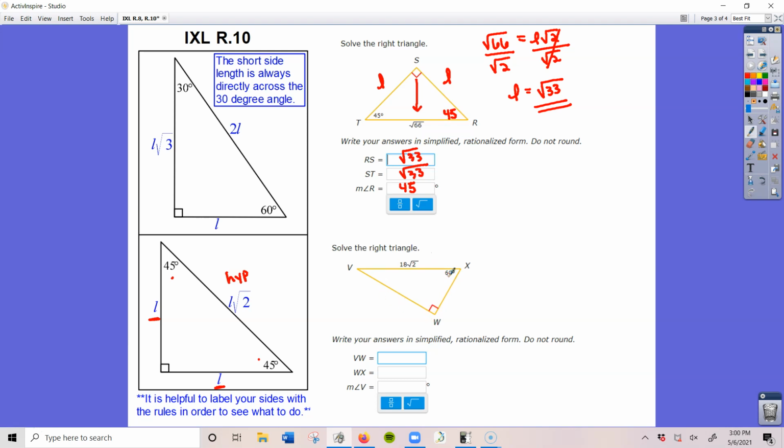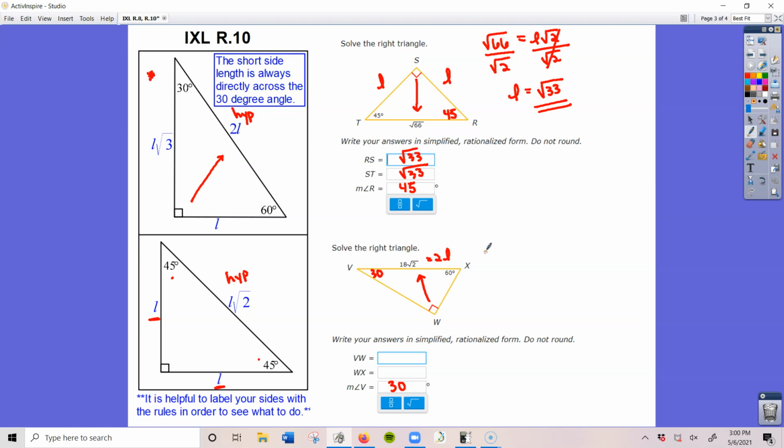Now this next one, look at the angle that we're given here. This is 60. That means that this angle here has to be 30, since both of these have to add up to 90. So the measure of angle V is 30. Now to figure out the rest. Again, now we're using this one here. We have the 18 square root of 2. This is the hypotenuse. And the rule for the hypotenuse of a 30, 60, 90 triangle is that it is equal to 2L.